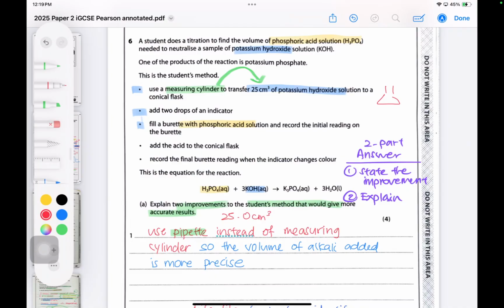Okay, so when you are answering this question here, they are only asking for 2 improvements, but it's worth 4 marks. Why is that so? It's because you need to take note of how you can answer. So this is how you're going to get the marks. The first thing is you want to state the improvement, which is going to be in red, right here. I want to use pipette instead of the measuring cylinder. Then you want to talk about the why. Explain why, that would be our 2nd mark. So why pipette? This is because the volume of alkali added is more precise or more accurate.